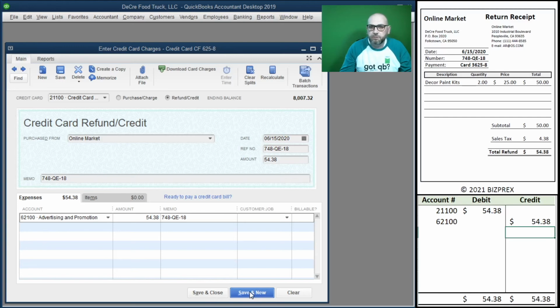So again, save and new, we're good to go. Again, just to reiterate, this amount belongs to this account and it's now a debit. This amount belongs to this account and it's now a credit. And that switch happens when you click this button, right? When you book purchases, you click this button. All right, so we're good to go. Save and new.